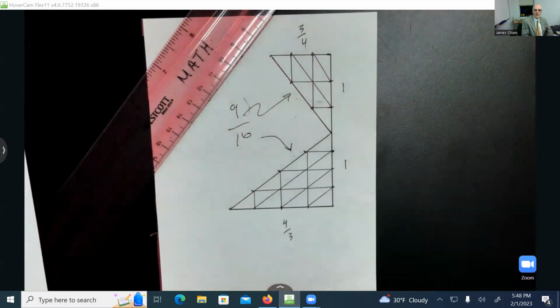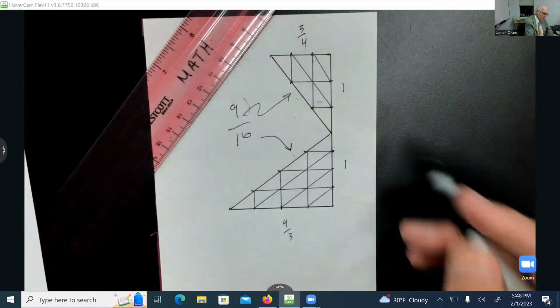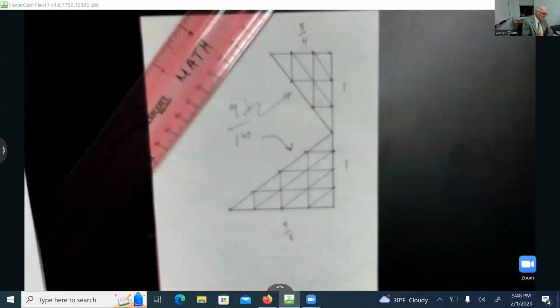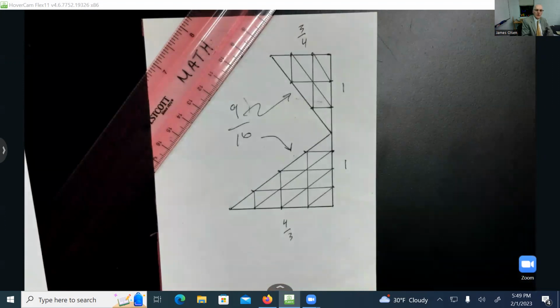All these little triangles are congruent to one another. In fact, you could even get the distances if you want to check that they're congruent. This shows why the ratio is 9/16.